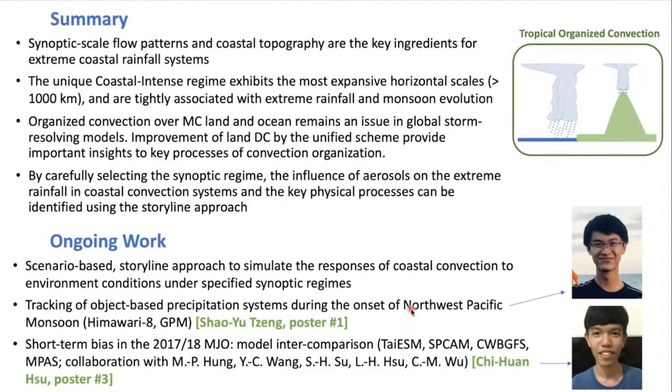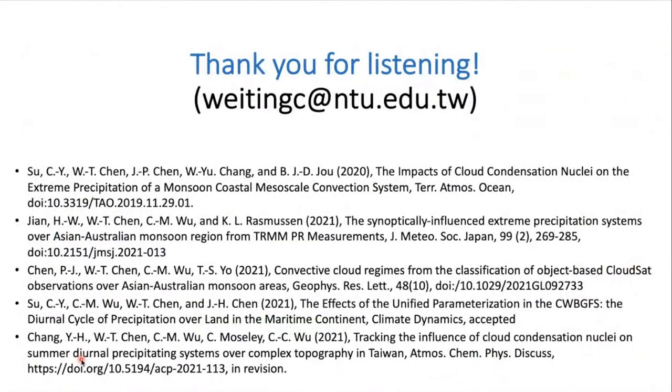So the last two posters I want to advocate for this afternoon are continuing this line of research. Xiaoyu will show you how he tracked the Himawari satellite to look at the life cycle of precipitation systems over the Northwest Pacific monsoon period. And Qihuan is working on the model intercomparisons for four models we hosted in Taiwan, and this is the project mentioned by Professor Hong Mengbai yesterday. And we want to look at the short-term bias of MJO in these four models with very different convection representations. Okay, so this is all for my talk, and I'm happy to take questions. Thank you.